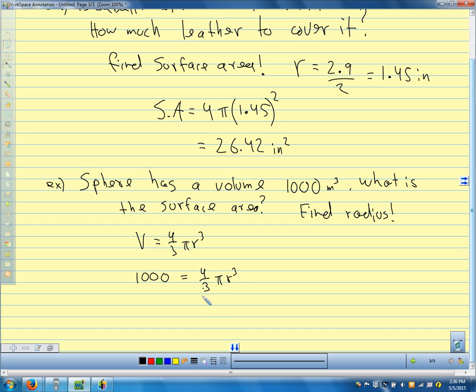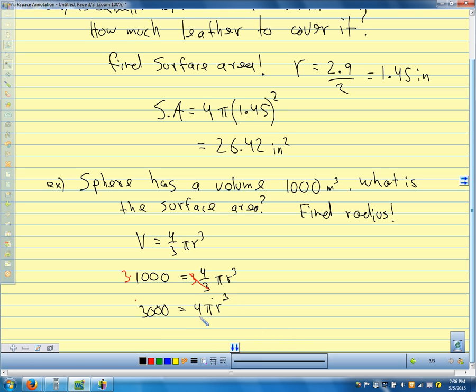Well, we need to get r by itself. So what are we going to do to get all this stuff away from r? Let's just think of this fraction. How do we undo this 4/3? Let's do it a step at a time. How do we get rid of this 3 in the denominator? Multiply by 3. So I'm going to multiply both sides by 3. Those cancel. So I get 3,000 equals 4 pi r cubed.